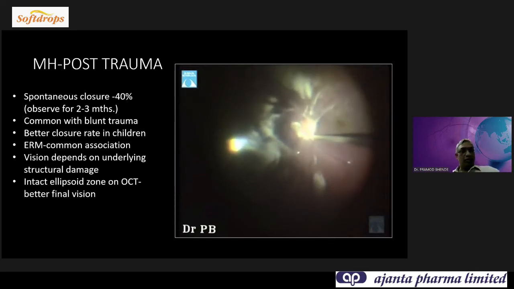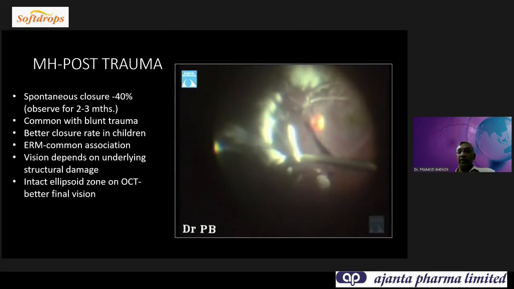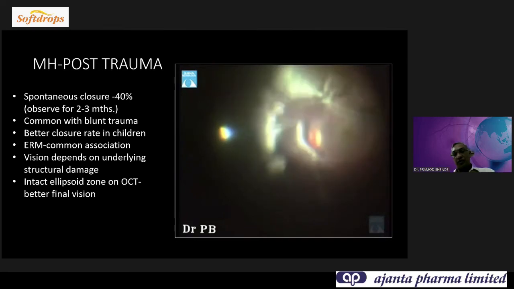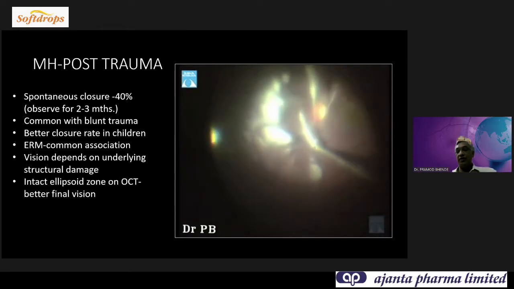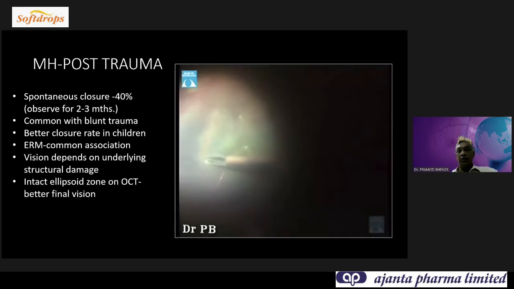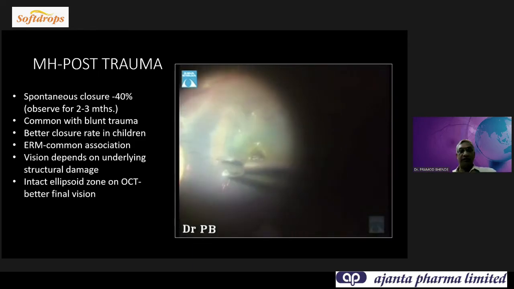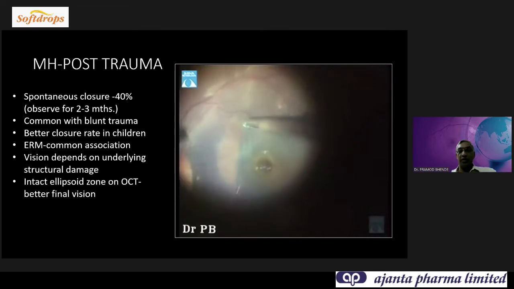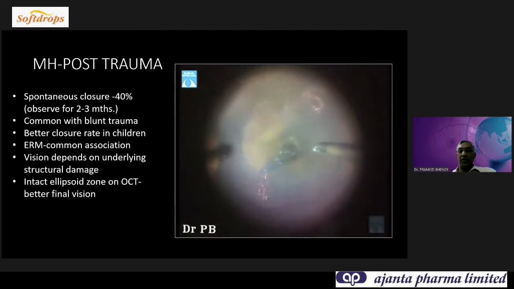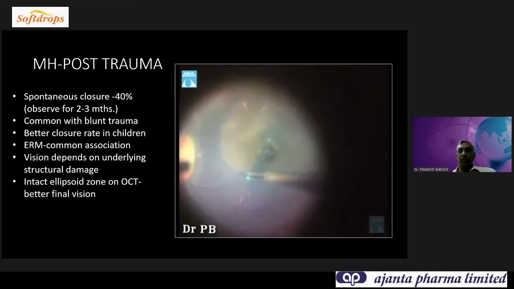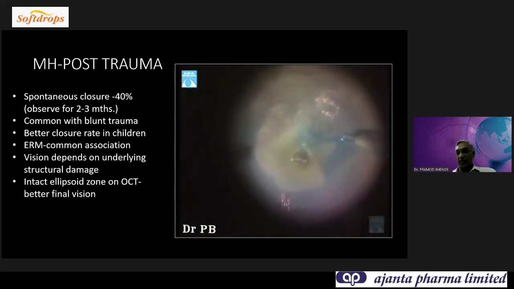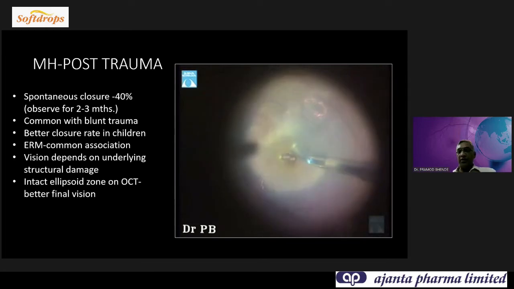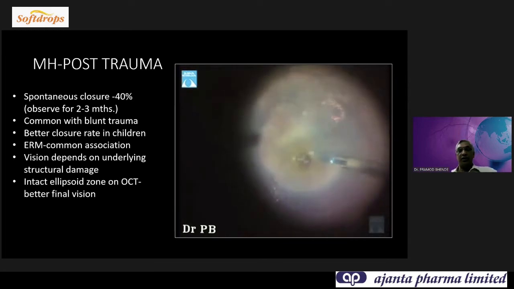Post-trauma, again, you can have a macular hole. Typically these are young patients, and why I'm showing this video is that most of the time PVD is not present, and you need to put in extra effort to induce PVD, because unless you remove the posterior hyaloid, surgery is not going to be successful, and you will not be able to reach the ILM in these eyes. So meticulous PVD induction is important in these eyes.